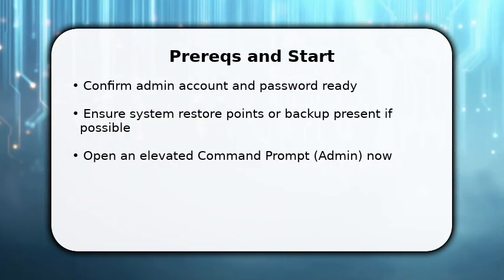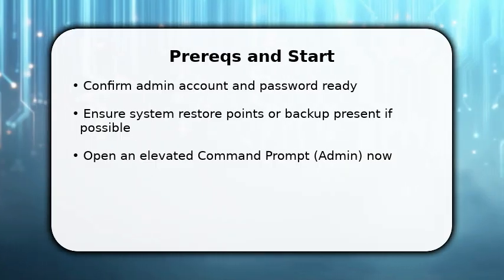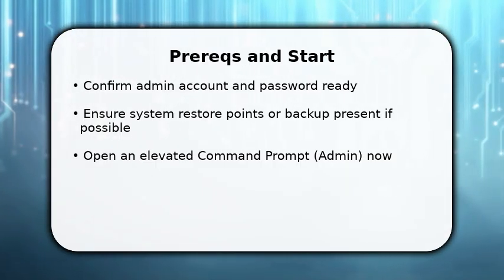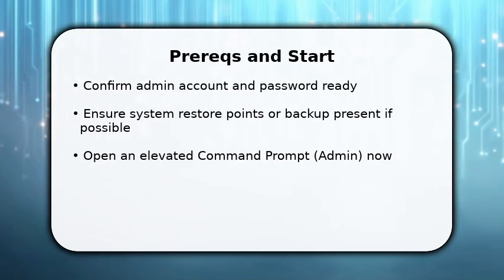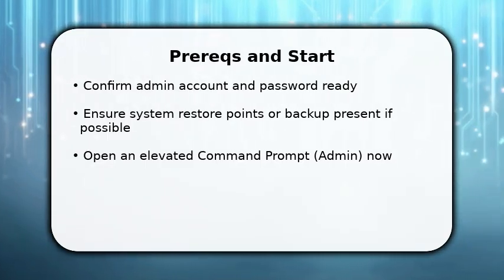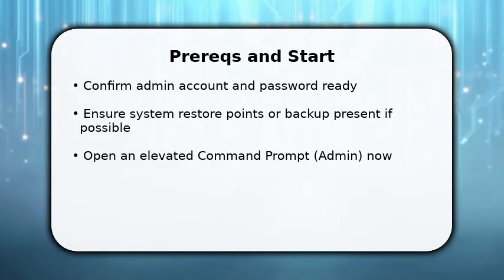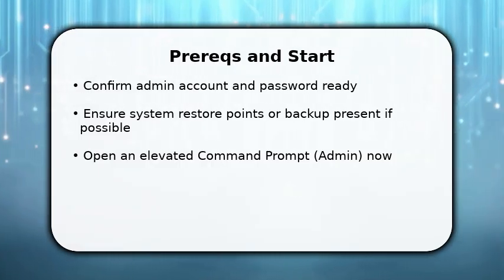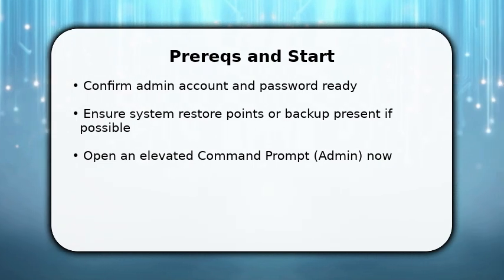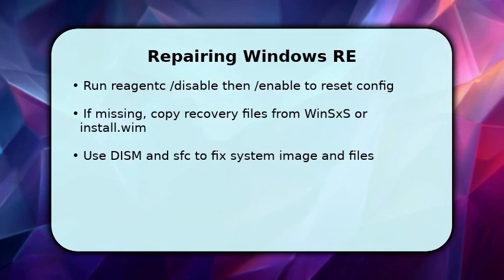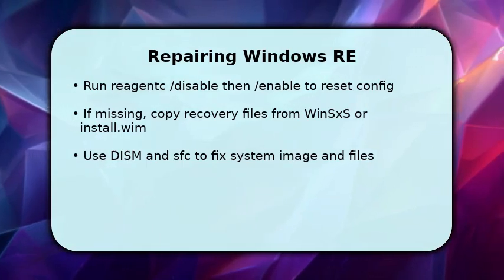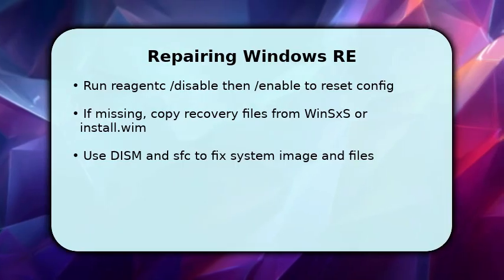You need to check for existing recovery environment files. Run reagentc /info to see status. This tells you if Windows RE is disabled, missing, or misconfigured. While you have the console open, make a note of the system drive letter so subsequent commands target the correct partition. Once done with the initial check, disable the recovery environment to prepare for repairs.